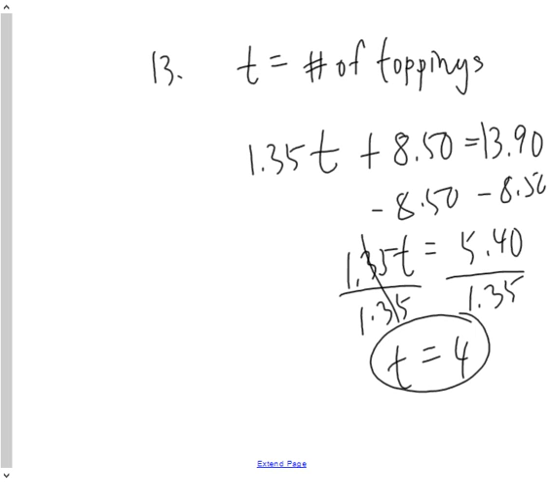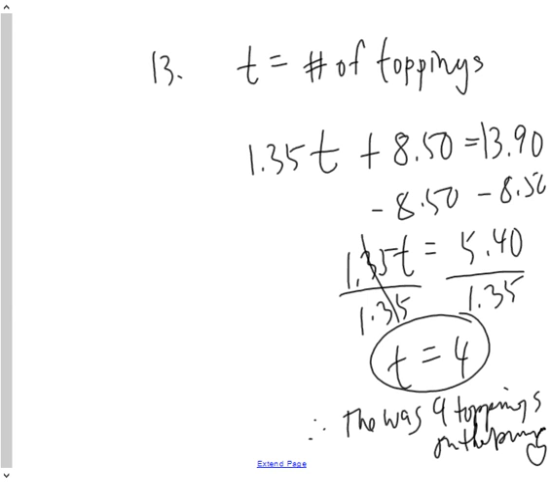Circle your answer, and the last thing you should write for a story problem is this beautiful three-dot therefore symbol. Therefore, there were 4 toppings on the pizza. Perfect.